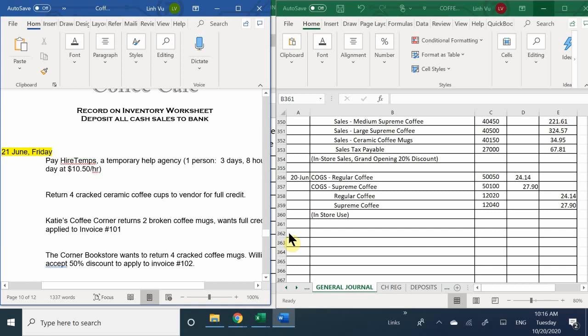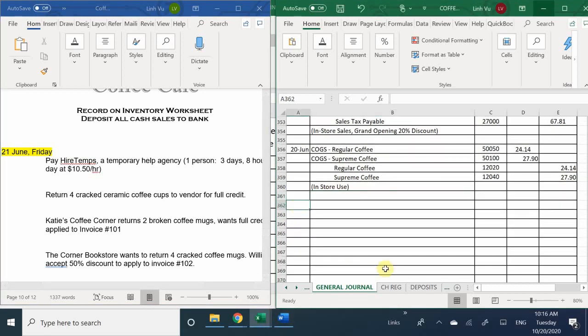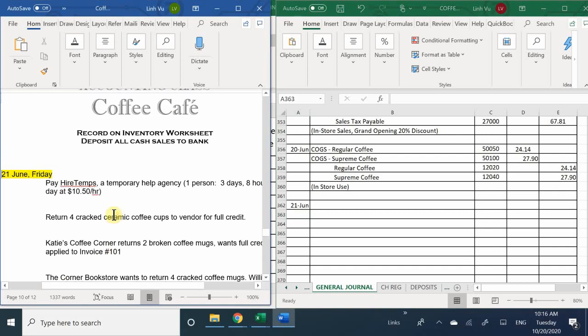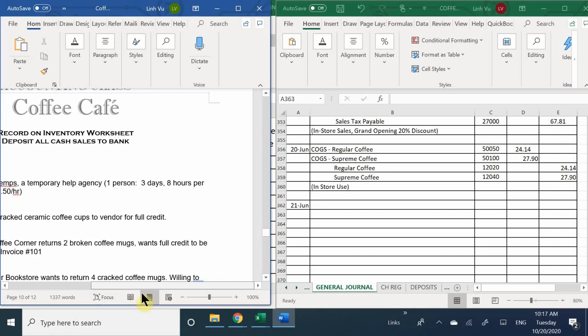Right. Let's continue forth with day for June 21st. Okay, so what has happened here? Do you guys remember that? We hired one worker to work a full 8-hour shift, right? And we had them work for 3 days.